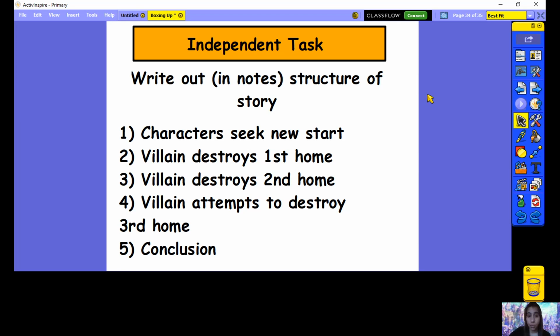So you're not rewriting out the story, you're just writing out in notes things to help you remember the structure of the story. And if you want to challenge yourself, you can write out what language features you spotted in each. You do have the text uploaded for you on your home learning worksheet. So that is there for you to read again if you would like, or you can go back and listen to me read the story to you again.